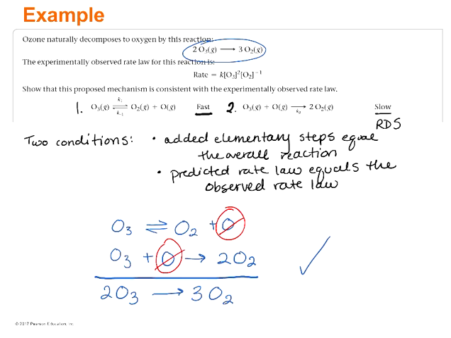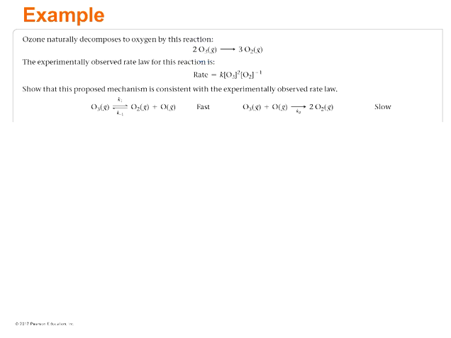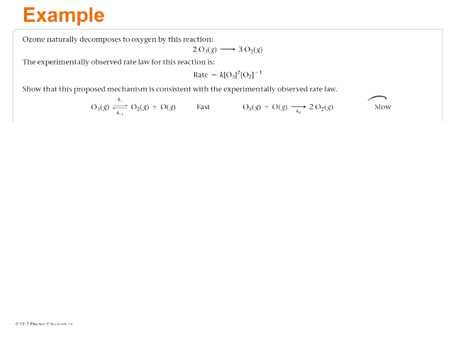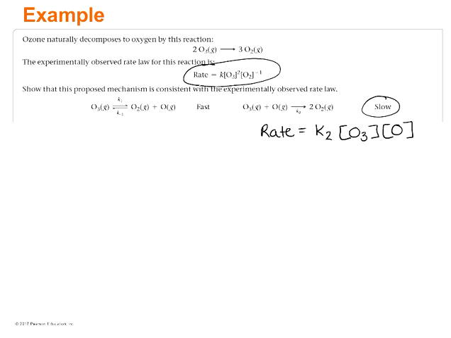Perfect. So now the second condition, we need to make sure that the predicted rate law equals the observed rate law. So the predicted rate law depends on the slow step. So according to the slow step, our rate should be K2 times the concentration of O3 times the concentration of O. But this does not match our observed rate law, which is up above. Our observed rate law that we determined experimentally is K times the concentration of ozone squared times the concentration of oxygen to the -1.